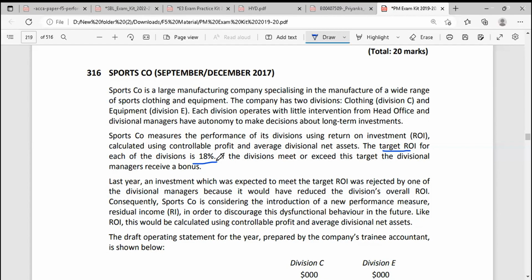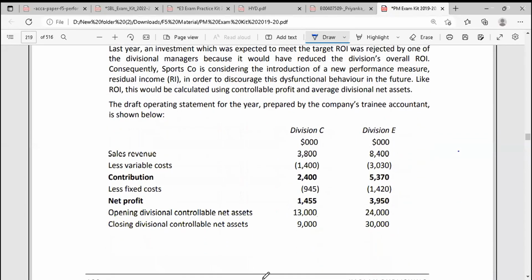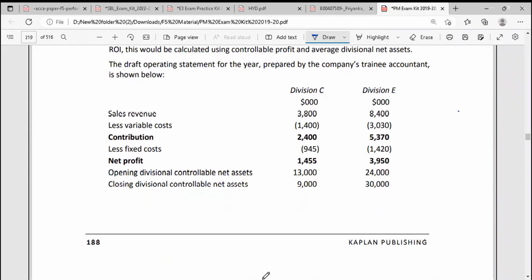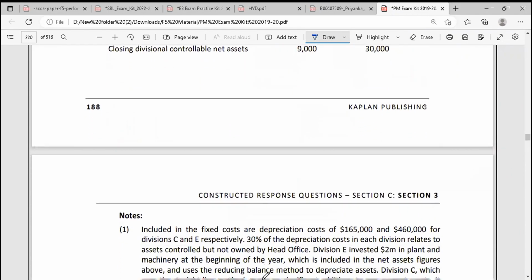So, for the purpose of calculating RI also, we would calculate the weighted average cost of capital on the average divisional net assets. So, that's very clearly given. ROI as well as RI also use average divisional net assets. The draft operating statement for the year prepared by the company's trainee accountant is shown below. So, there's an income statement given. We have the net profit as well as the opening and closing divisional controllable net assets. So we can calculate what is the average divisional net assets.